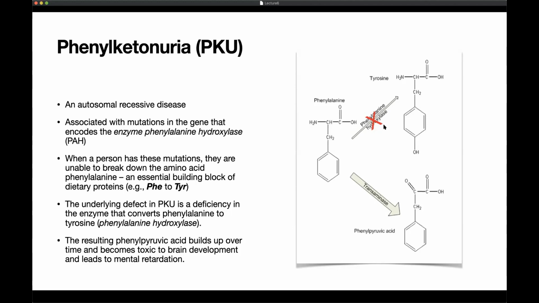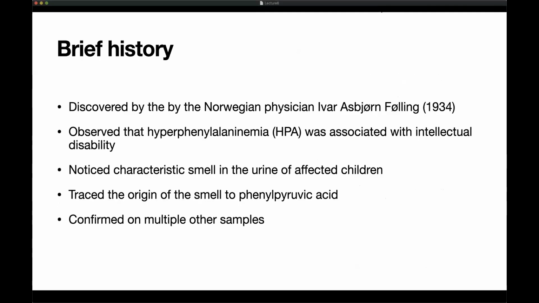If you have a broken balance between these two reactions because this enzyme isn't functioning, you make too much phenylpyruvic acid. If nothing else is done, it builds up over time. Once its concentrations reach a critical level, it can become toxic to brain development. And if left completely untreated, it will lead to things like mental retardation. The brief history of this disease is actually shared by many diseases of the same class that were discovered about 100 to 150 years ago.